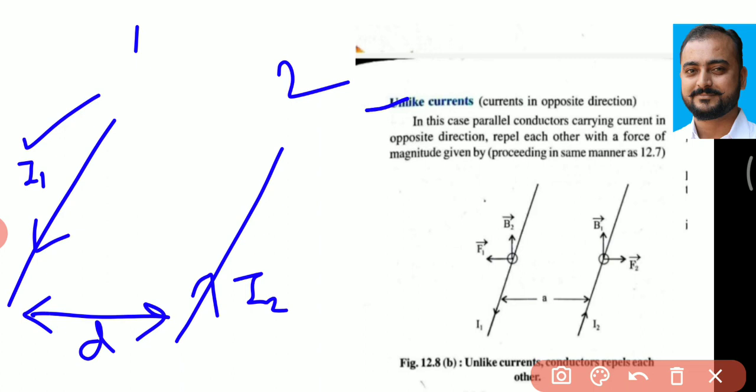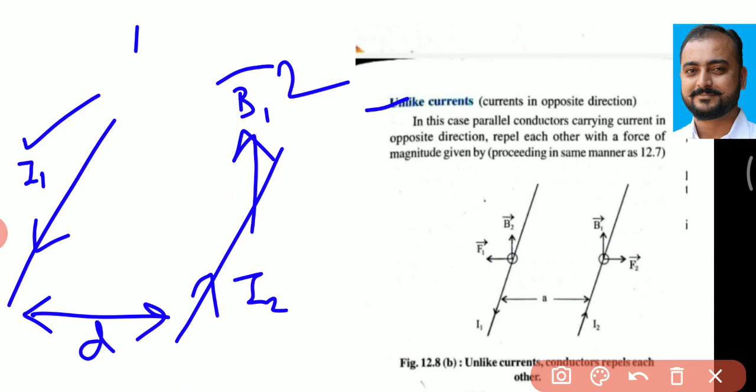As you apply the right hand thumb rule, hold your right hand in such a way that the thumb shows the direction of flow of current and the curled fingers show the direction of magnetic field. Hold your right hand in such a way that the palm is facing towards you or the roof. In that manner, the direction of magnetic field is upwardly directed, that is B1.